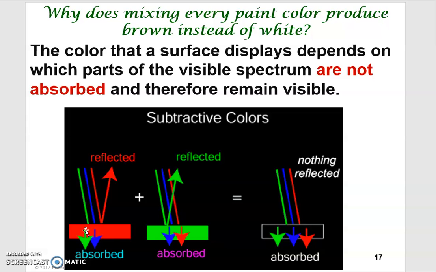But if you paint the surface with, besides the red one, also the green one, and also the magenta one, then you will find out the final color will be brown or black. So what does it mean? It means that nothing was reflected. So you cannot even see any light reflected to your eyes, so the surface becomes dark.